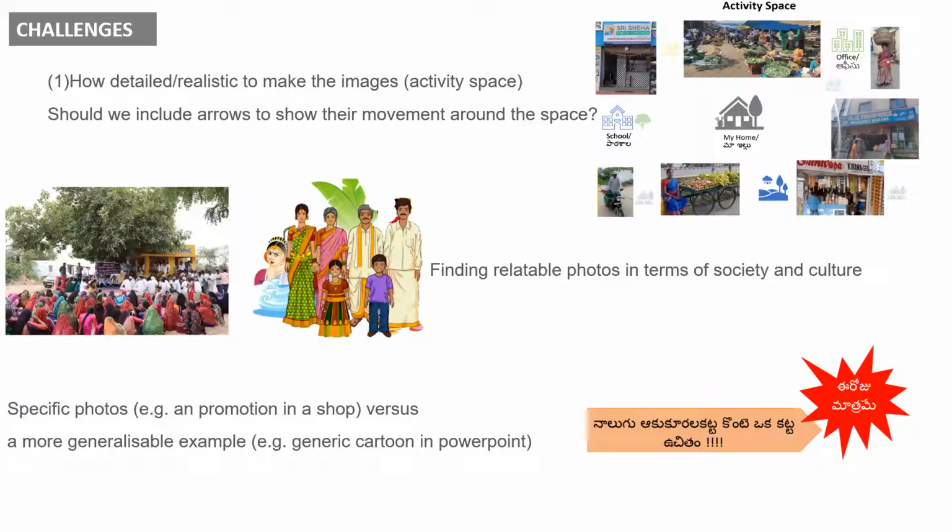And the third one is how specific the photos should be, like a promotion, such as taking a photograph in the shop, or making more generalizable images. As such, this image is written like, buy 4 green leafy vegetables and get 1 green leafy vegetable free. These are a few of the context-specific images we have made.